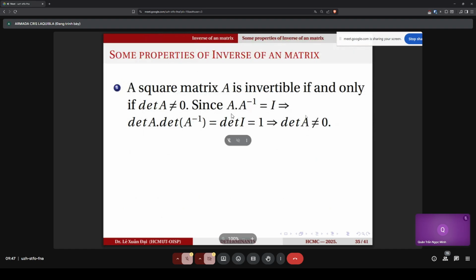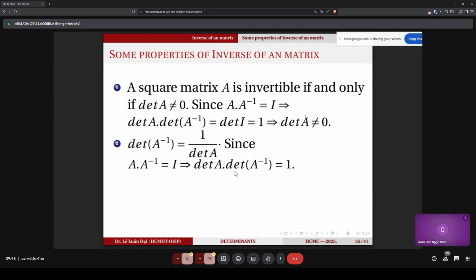Next, you have some properties of the inverse. A square matrix A is invertible if and only if the determinant is not 0. So it means, class, that if you solve the determinant and it's not 0, then you can find the A inverse of your matrix. Another property: the determinant of A inverse is equal to 1 over the determinant of A, which is actually equal to the determinant of A raised to the power of negative 1.